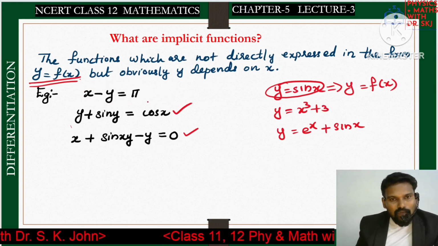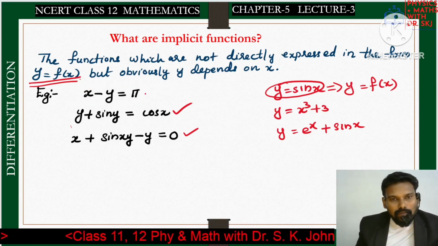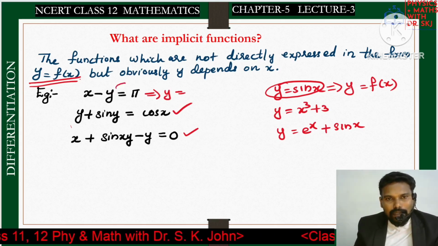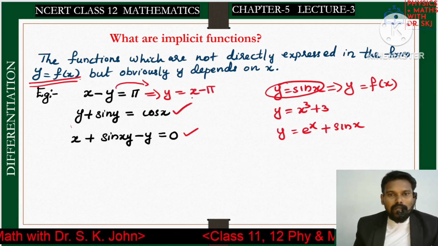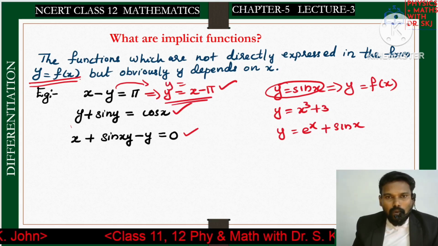Some functions, like the first one, can be converted to that form. Clearly, here if you take y to the right hand side, you can write y is equal to x minus pi. And so now it is in the y equal to f of x form.